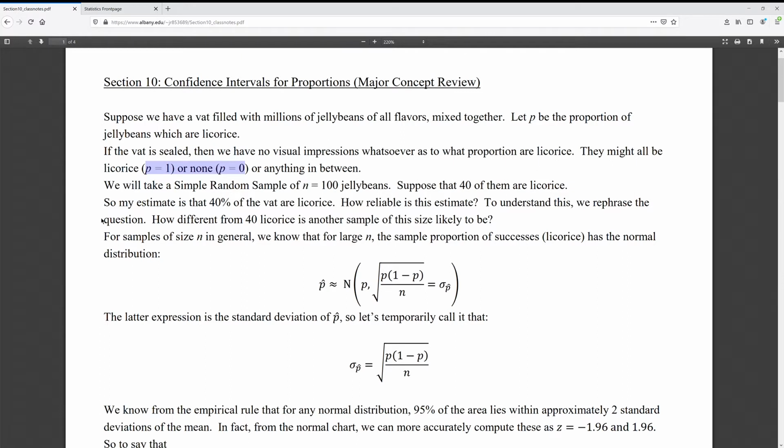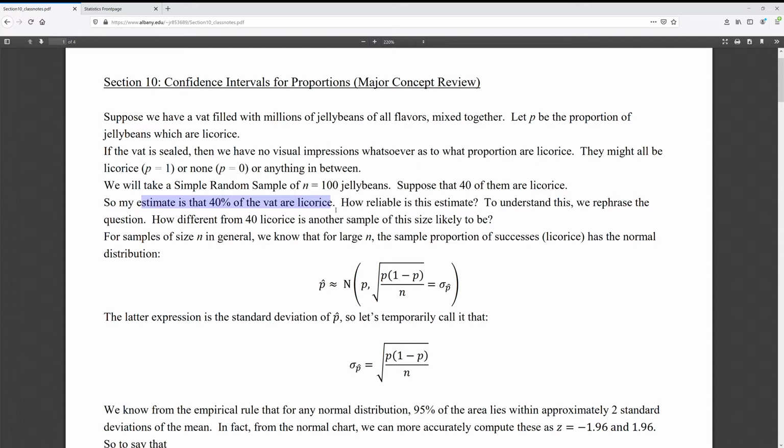So from a simple random sample of 100 jelly beans, we can conclude with certainty exactly nothing. And that is always true when you're sampling, because remember, samples don't take a bite out of populations. If they do, you've got bigger problems. So my estimate, 40% of what I looked at were licorice. So bearing in mind that statistics estimate parameters, loosely speaking, I'm estimating that 40% of the whole vat is licorice.